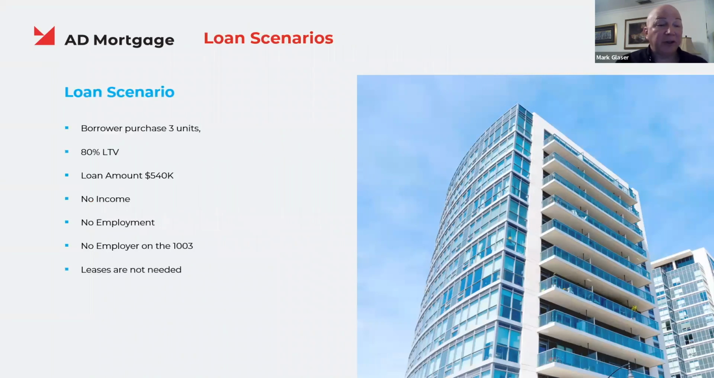So an example of a loan scenario, we do 1 to 4 units on our DSCR loan. We could do them up to 80% loan to value. And again, no income on the 1003, no employment on the 1003, no employer. You don't even need the leases. So at 80%, the DSCR needs to equal rent equal mortgage. And at 75%, it doesn't even have to debt service, even 1 to 4 units.